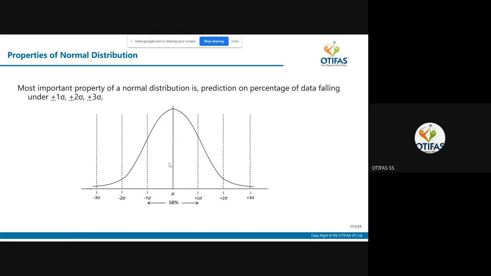Continuous data means it is a range of values. So you know 68% of the product measurements fall within this range. Then 95% of the product measurements fall in the range of plus or minus 2 sigma. And 99.73% of the products fall between plus or minus 3 sigma measurements.